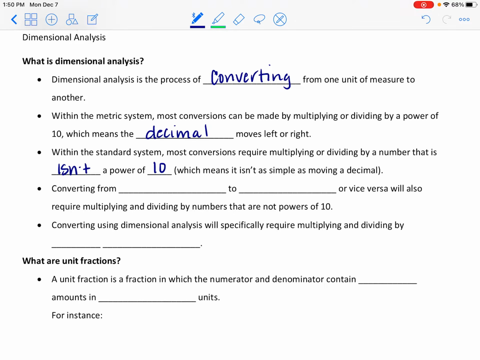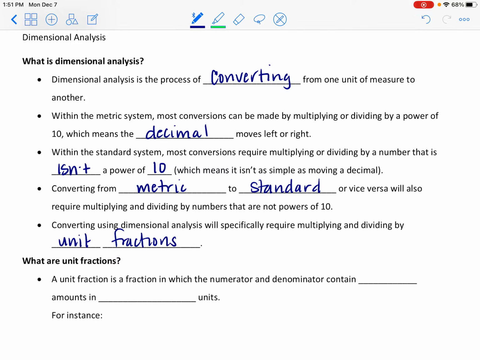So converting from metric to standard or standard to metric would also require multiplying or dividing by a number that isn't a power of 10. So if you have to leave the metric system at all, then the multiplication and division isn't just a move of the decimal. So if you're going to use dimensional analysis to convert metric to standard, standard to metric, or anything within the standard system, you're going to have to use unit fractions in order to make your conversion.